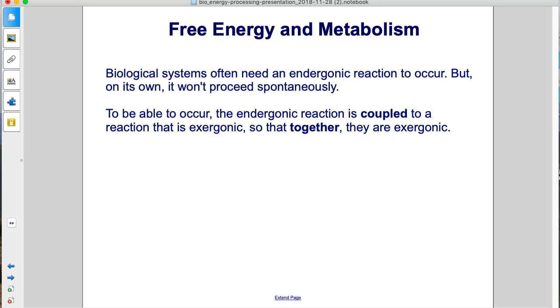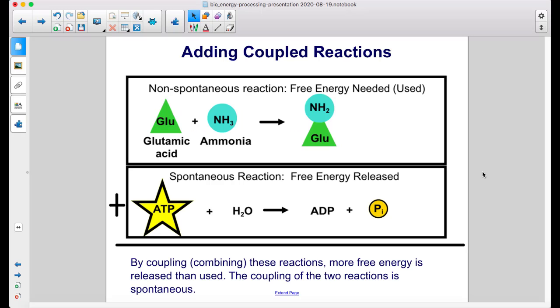Free energy and metabolism. Biological systems often need an endergonic reaction to occur, but on its own, it won't proceed spontaneously. To be able to occur, the endergonic reaction is coupled to a reaction that is exergonic, so that together they are exergonic. By coupling or combining these reactions, more free energy is released than used. The coupling of the two reactions is spontaneous.